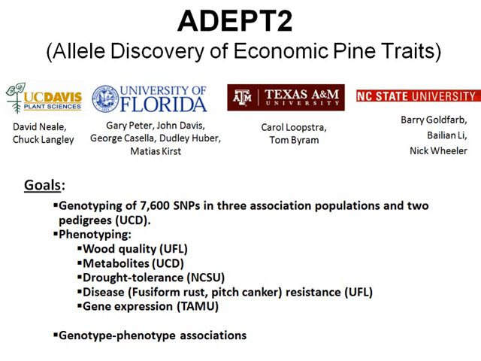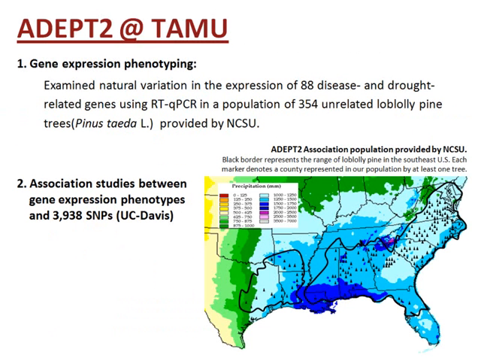And so the phenotyping was wood property traits, drought resistance, disease resistance, and gene expression analyses. My part here at A&M was to do the gene expression phenotyping for 88 disease and drought-related genes that I identified in the literature, and then use association genetic studies to correlate the gene expression phenotypes with almost 4,000 SNPs that were genotyped at UC Davis.